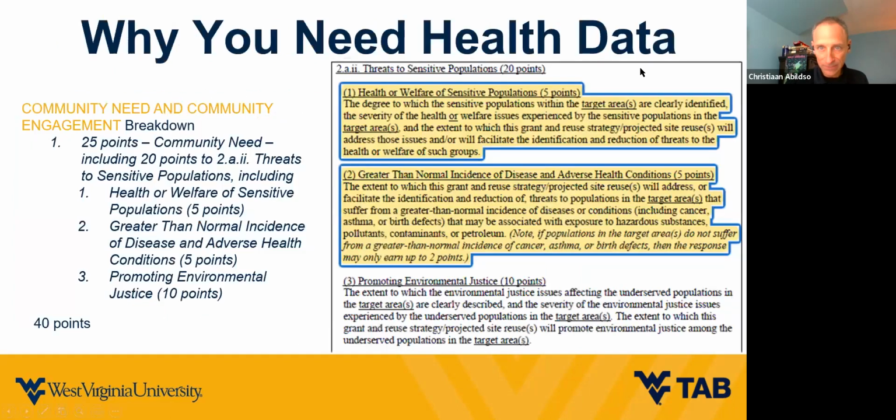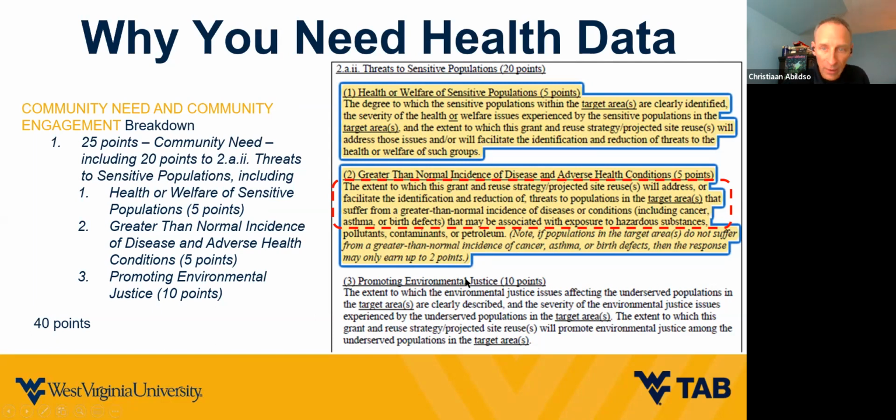And even more specifically, in the scoring criteria, looking through the call for applications, you'll see that every point matters in a grant application, right? So you see that 5 points are specifically dedicated to finding areas that have higher or greater than normal incidence of diseases or conditions. In this case, they specifically cite cancer, asthma, or birth defects that may be associated with exposure to hazardous substances, pollutants, contaminants, or petroleum, okay? And you'll see if they do not suffer from greater than normal incidence, you only get 2 points.